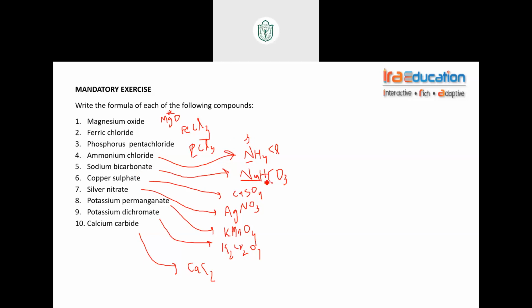Sodium belongs to the first group element, +1. Copper sulfate, what is the oxidation number? Sulfate is SO4 -2, and they combine in 1:1 ratio, so copper should be +2. Next, silver nitrate, +1.